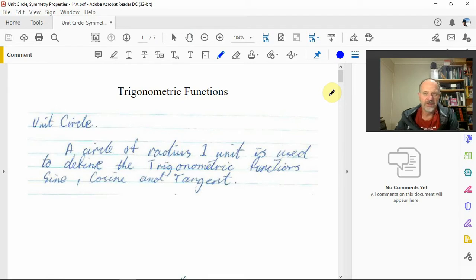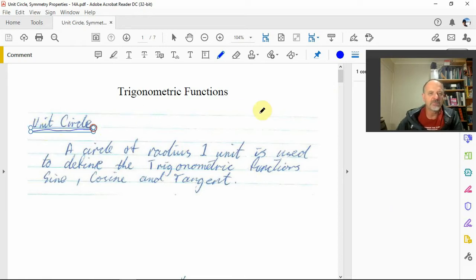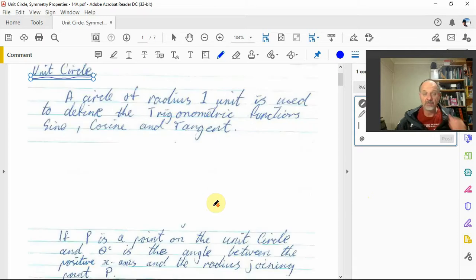All right, and because you might not have done so much on the trig functions just yet in methods, sine and cos in particular, a little bit more background here. The unit circle, as it says there, is a circle of radius 1 unit, and it's used to define the trigonometric functions sine, cos and tan. So this is where these particular things all come from.